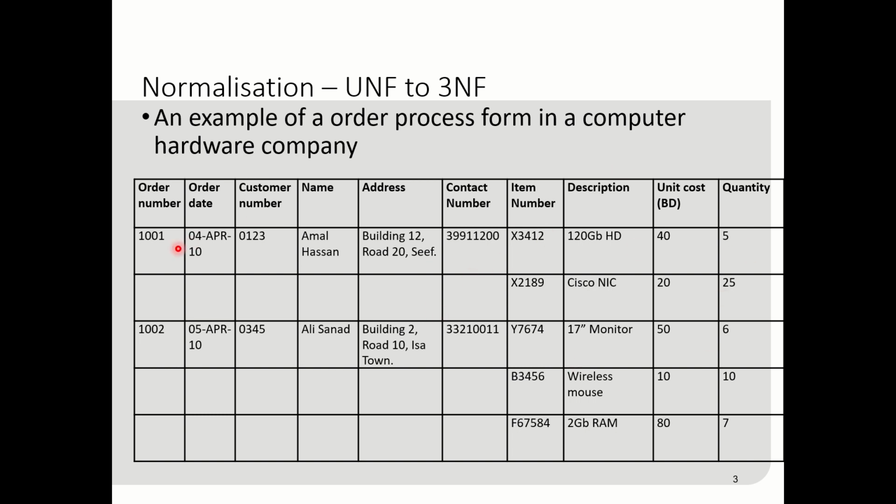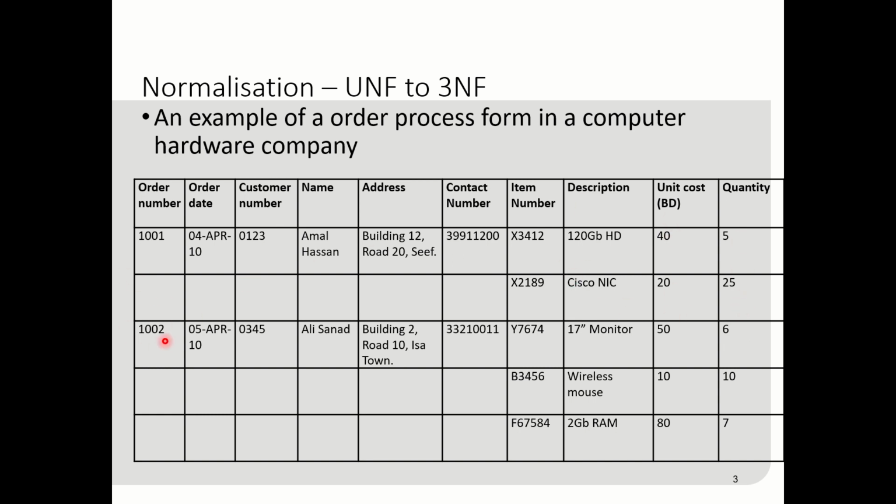If you're given such a table, when you analyze it you could see that you have order number, date, customer number, name, address, contact number, item number, description, unit cost, and quantity. Can you identify any multi-valued attributes here? Yes, probably item number. That means 1001 is buying the item numbers X3412 and X21289. And description is definitely another multi-valued attribute, as are unit cost and quantity.